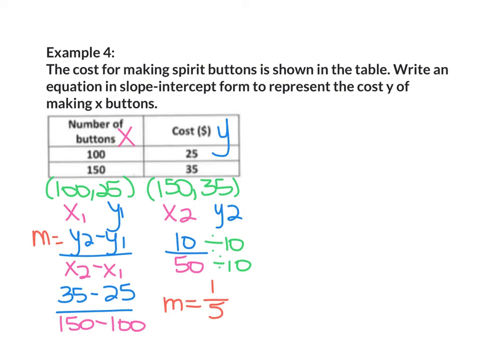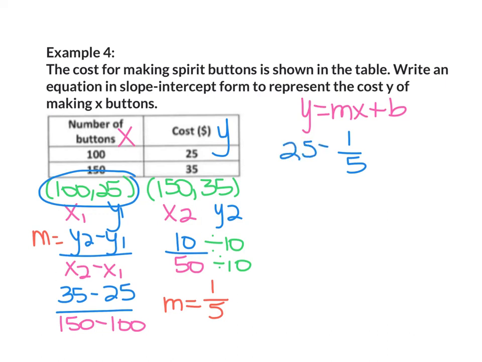Now, I'm going to write my equation in slope-intercept form, which is y equals mx plus b. We already solved for slope, so where the m is, I'm going to replace it with 1/5. Now, I'm going to pick a set of coordinates. I'm going to pick the first one. Again, it doesn't matter which one you choose. You'll still get the same answer. So 100 is x and 25 is y. So I'm going to replace my y with 25 equals. My x is 100. Bring down positive b.